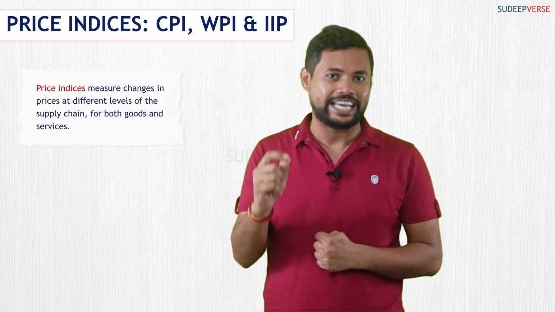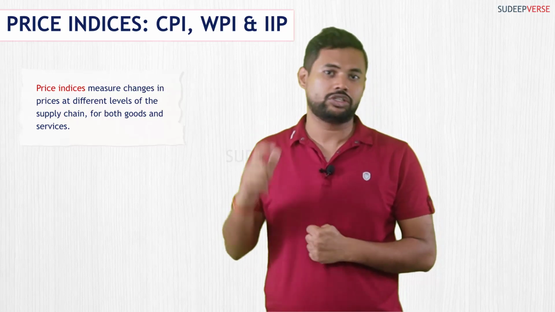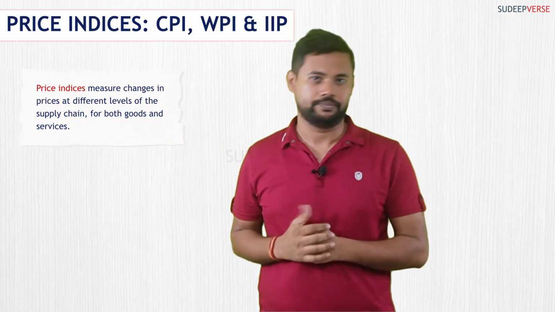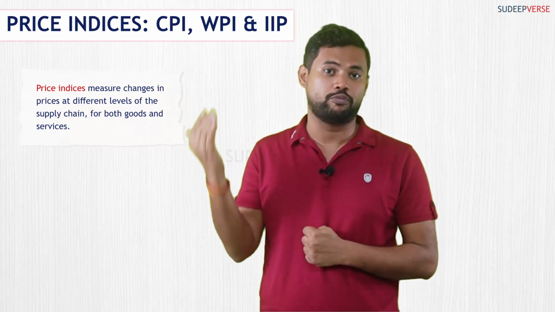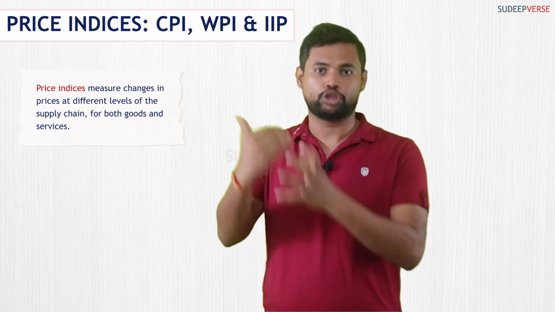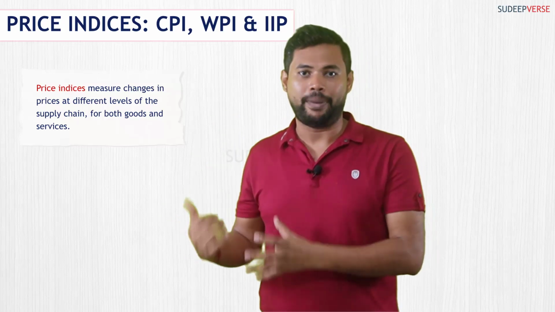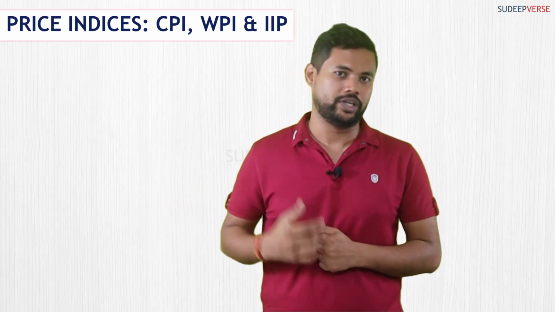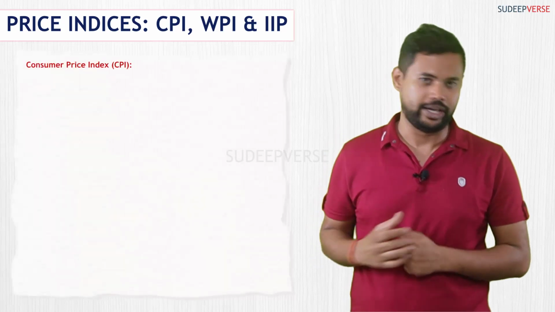Price indices measure the changes in the prices at different levels of the supply chain. They measure the changes in the prices of both goods as well as services that can impact either the producers or manufacturers, or it can impact the end user or the retailers. So the first index that we will discuss is the Consumer Price Index.